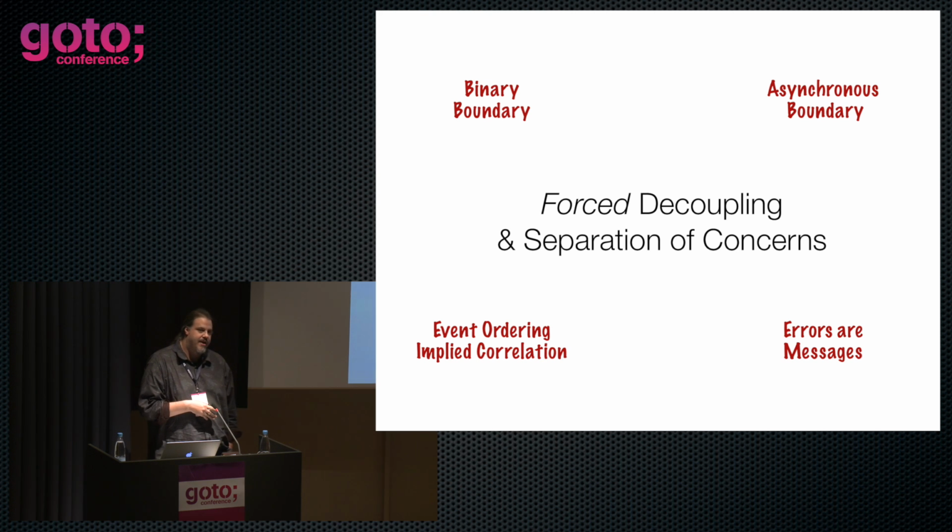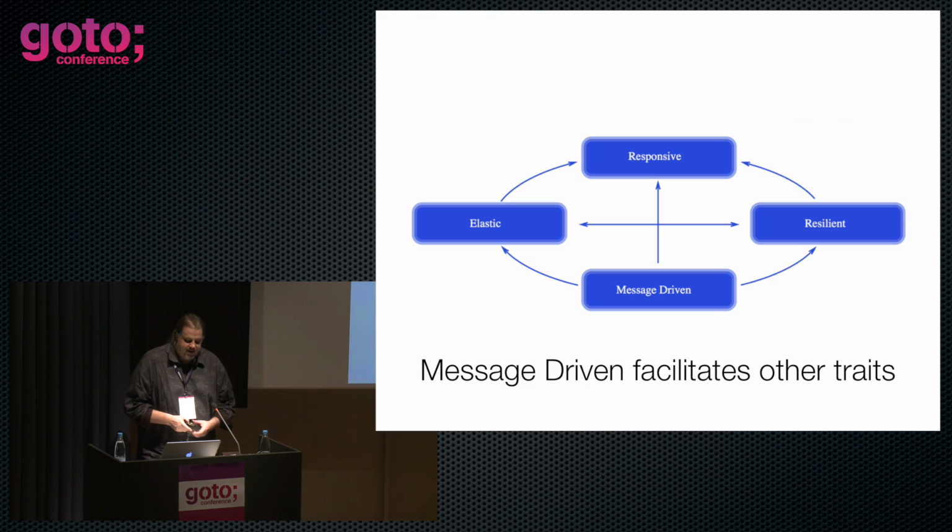Sometimes locally handling an error is the right way. Sometimes passing it along is a better way. So really, having these things separated by an asynchronous boundary basically facilitates these other traits, because it forces certain patterns on the system that can take advantage of elasticity, make a system more responsive, and make it more resilient as well.